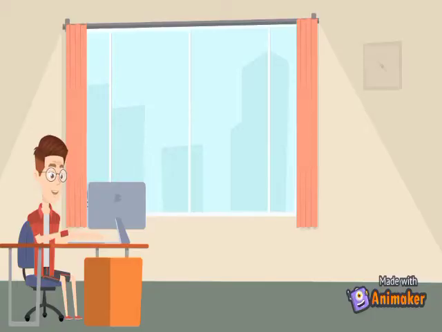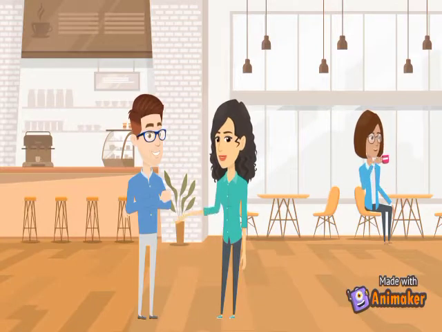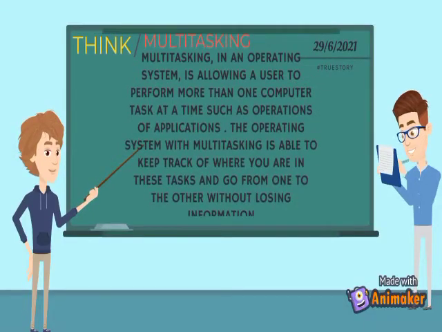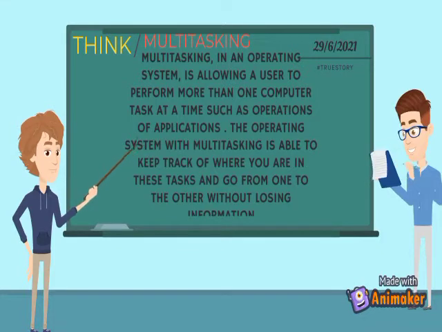If you study operating systems, or the computer operating system is mentioned, you often hear the word multitasking, which makes you ask, what is multitasking? Multitasking, in an operating system, is allowing a user to perform more than one computer task at a time, such as operations of applications. The operating system with multitasking is able to keep track of where you are in these tasks and go from one to the other without losing information.